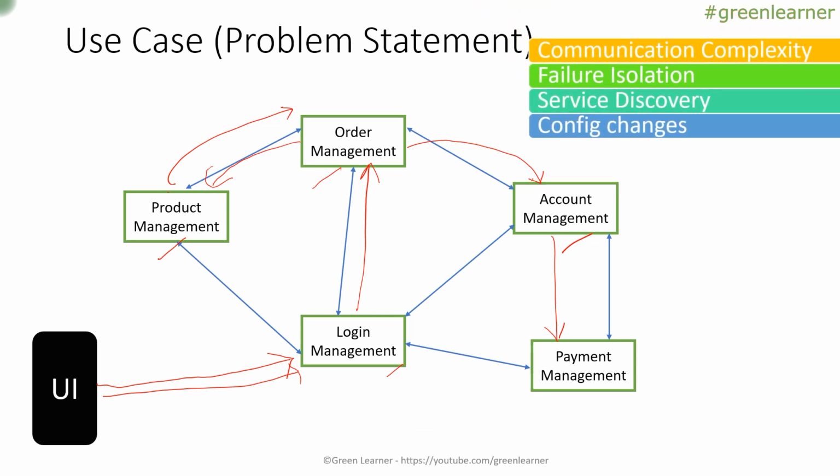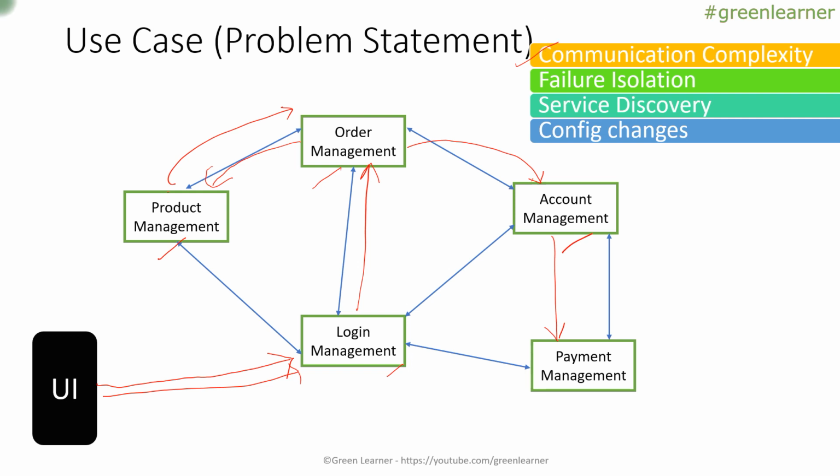These are a few of the challenges. First, communication complexity. In real time, you will have more than one instance, like 5 instances of product management, and account management will also have multiple instances. So when an order request is with order management, which instance should it call? There is also service discovery, and if any failure comes, how to do failure isolation; if there are any configuration changes, how to do those configuration changes, and many more. How do we handle all this in a complex microservices architecture? Service mesh helps a lot in these cases.